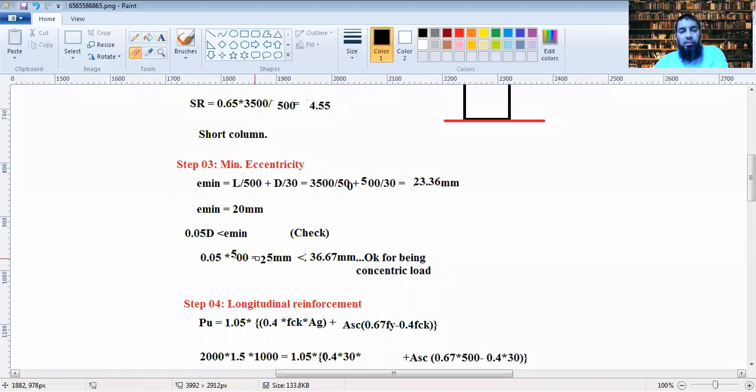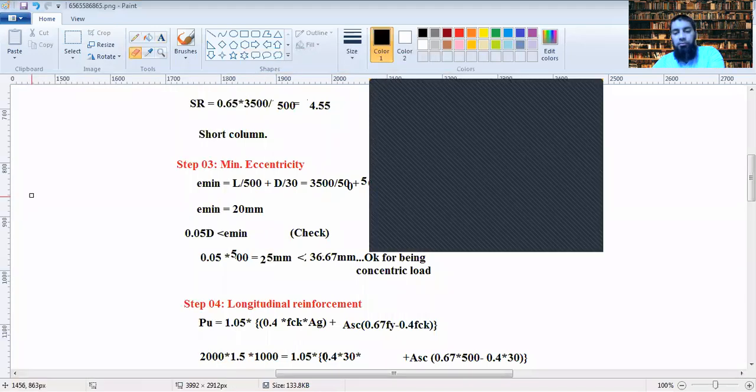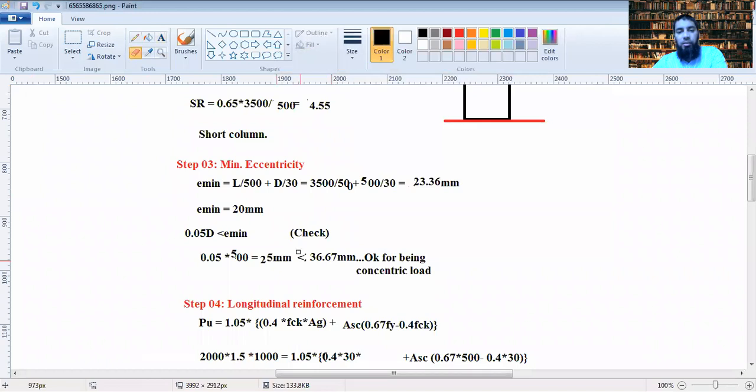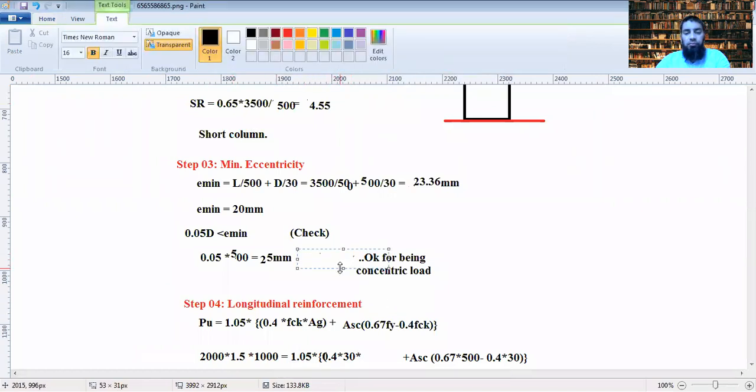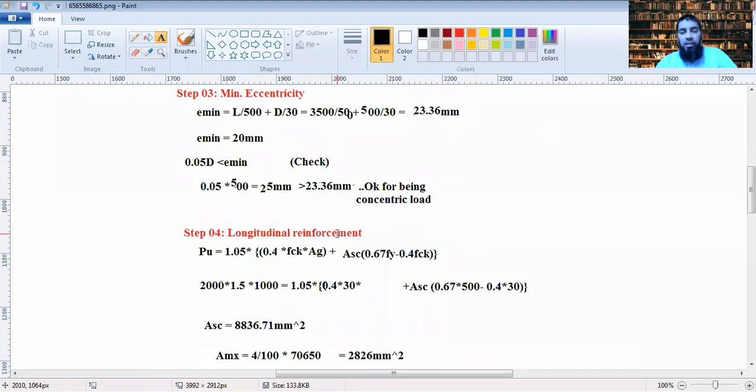Then this is slightly higher. What's 0.05 of the dimension coming out to be? It's coming out to be slightly higher than 23.36. So you could take it into the eccentric loading then. But for simplicity, because the difference is quite less, we'll take it as concentric. It's an assumption here.